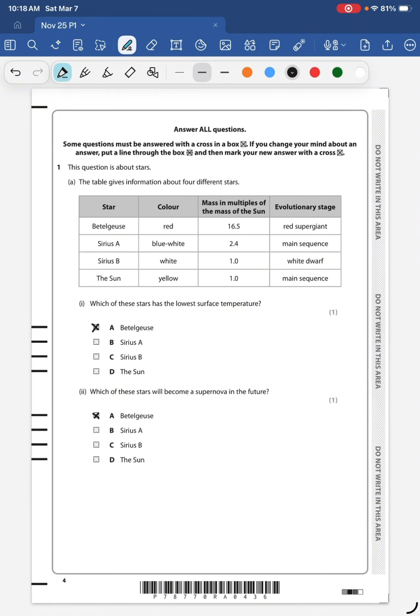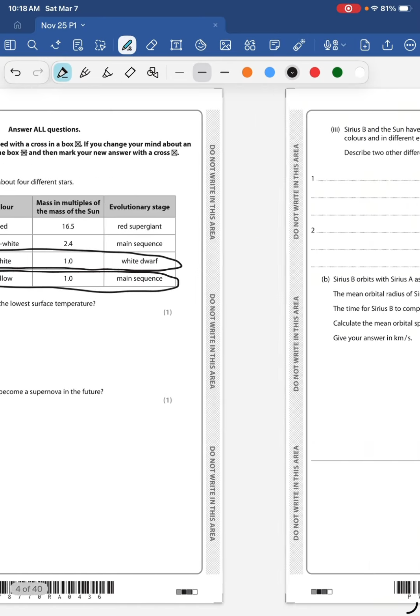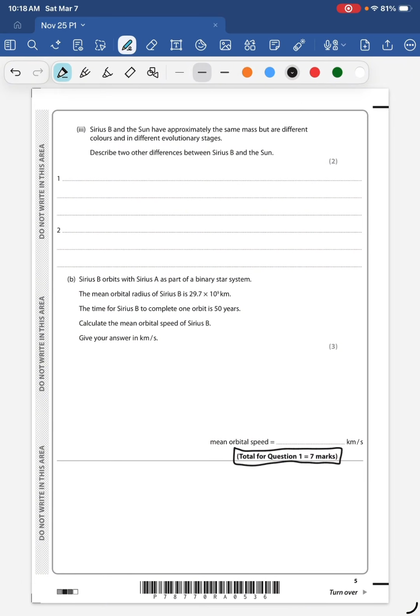So we're comparing the Sun and Sirius B. Sirius B is a white dwarf. What I said actually was correct: Sirius A is indeed hotter than the Sun, but let's focus on Sirius B. Sirius B is still hotter than the Sun because it's a white dwarf.